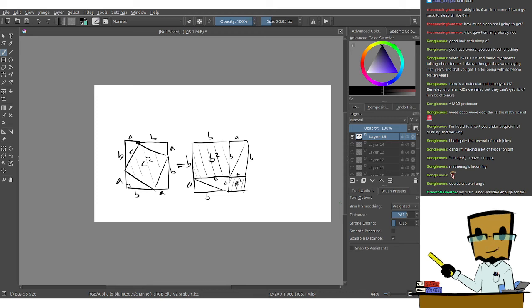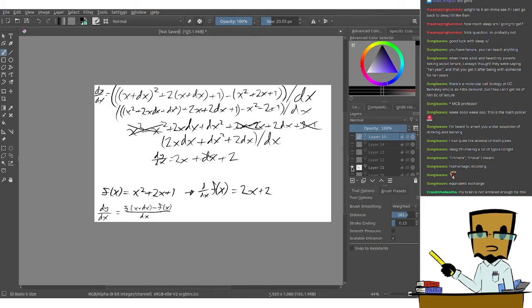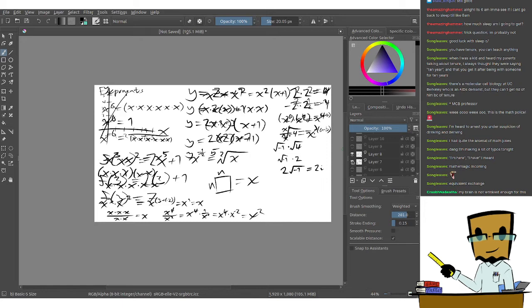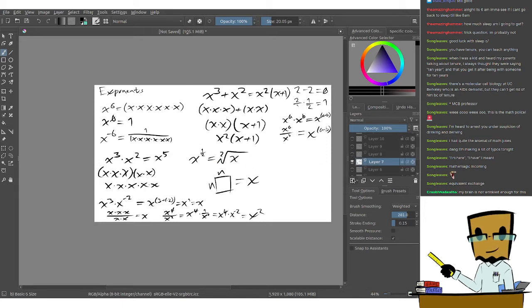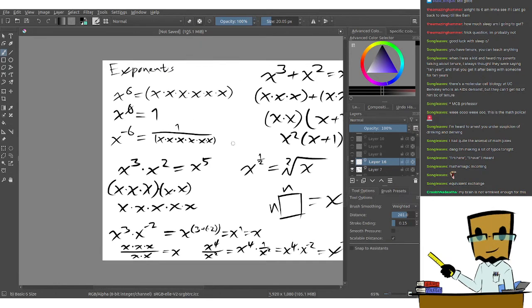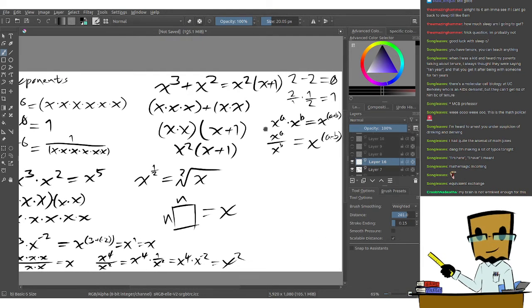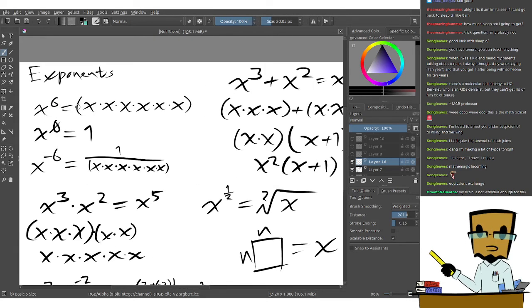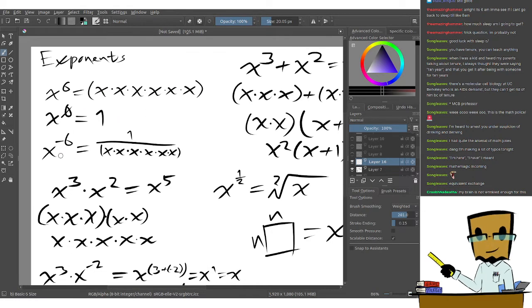Wait, no. I do have to finish explaining a little bit of exponents. There we go. Let's add another layer on top of this. We did a little bit of messing around with exponents. So x to the power of 6 is exactly the same as x times itself 6 times. A negative exponent is 1 divided by that.